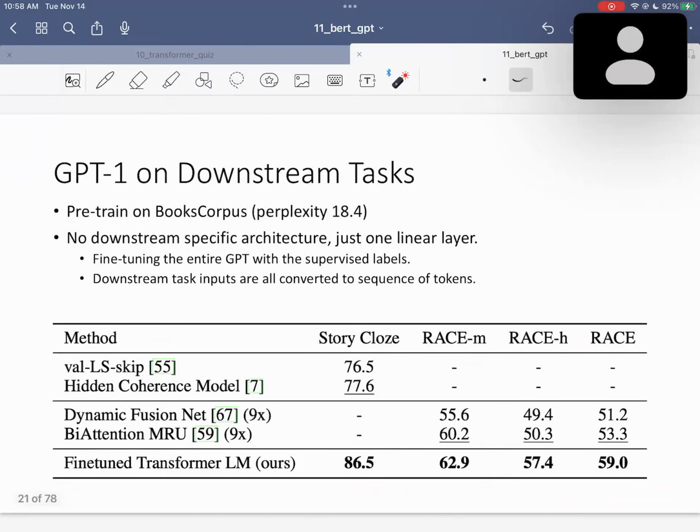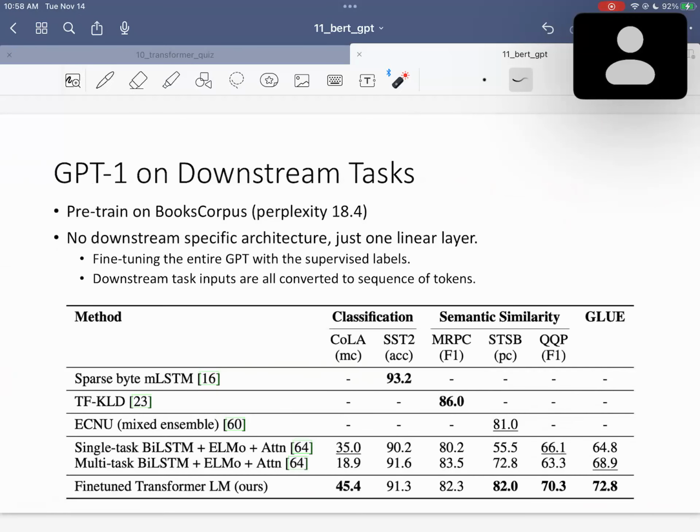This is for NLI, and this is for closed tasks. So this is a fill-in-the-blank kind of task. You have a sentence, and then you need to fill in the blank. Like, what is the most appropriate word to go into this blank? I think this is it. And again, they were doing a good job.